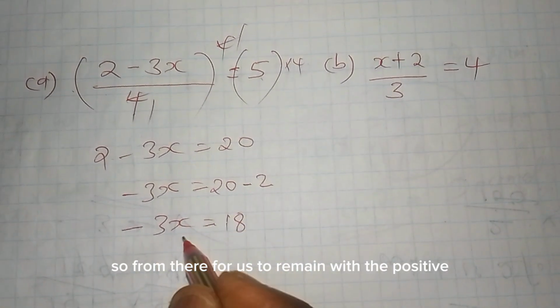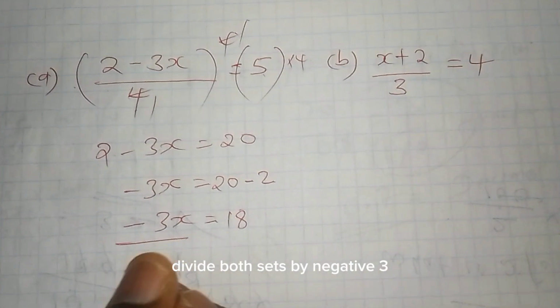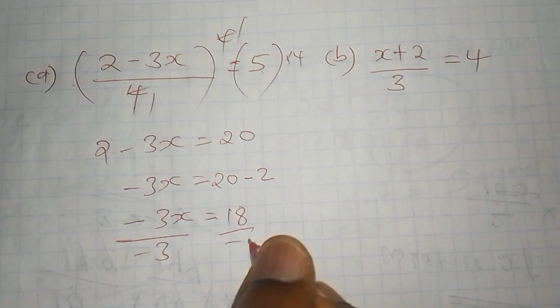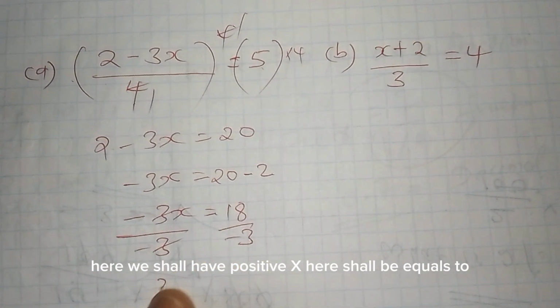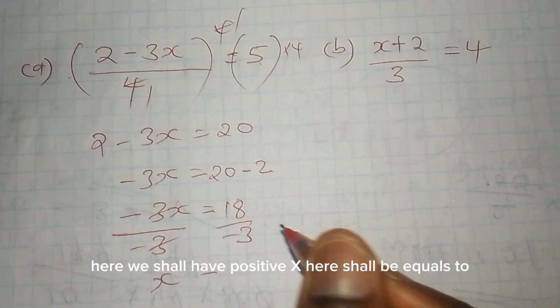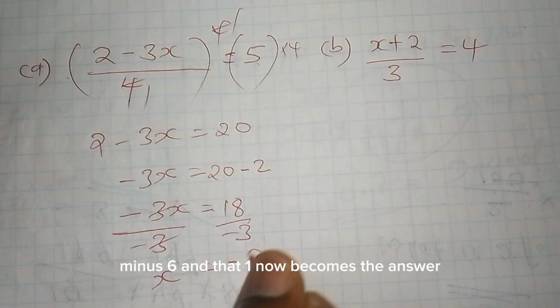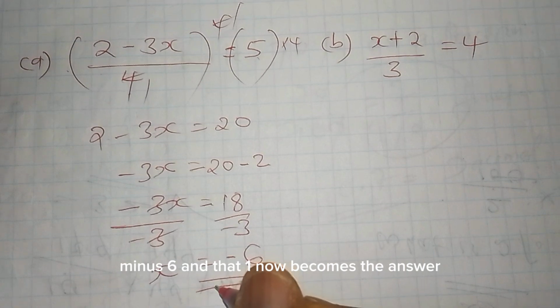So from there, for us to remain with the positive, we divide both sides by negative 3. So here we shall have positive x here shall be equal to minus 6, and that one now becomes the answer.